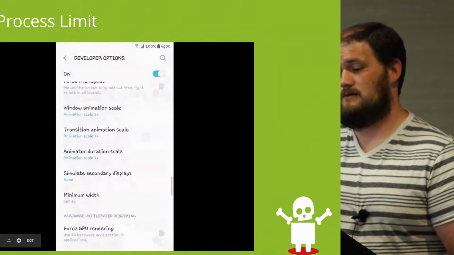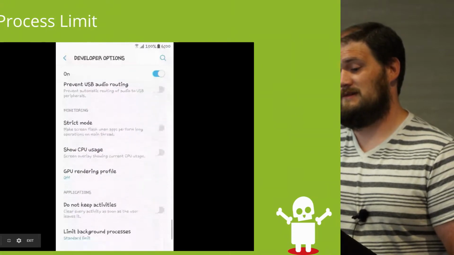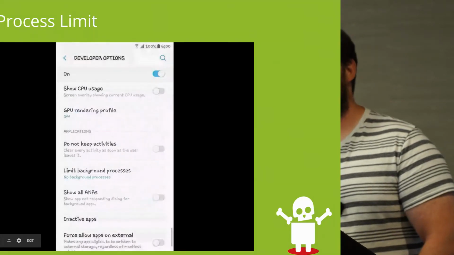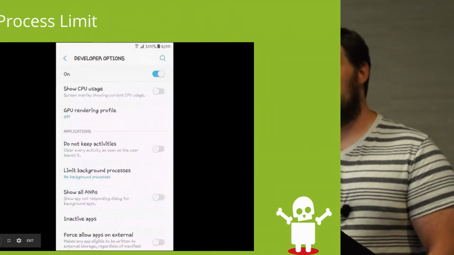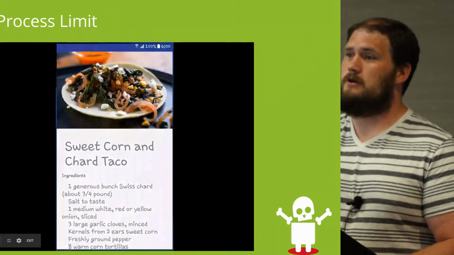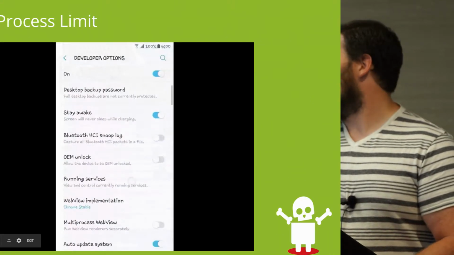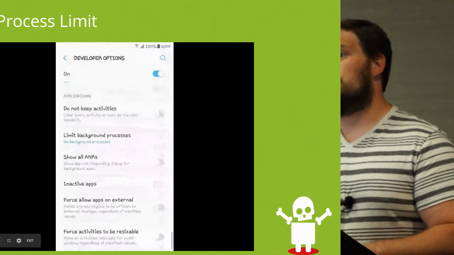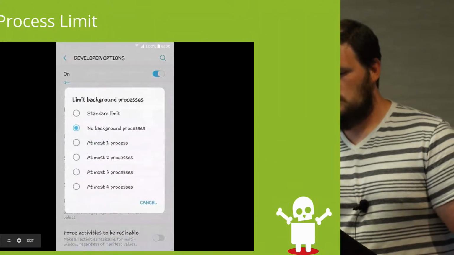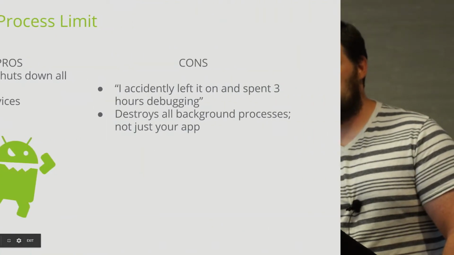Still scrolling. Still scrolling. All right, there we go. Limit background processes. So if we turn that to no background processes, then we can leave, and our application was in the background, so the process was terminated. And when we come back to our app, it's in the foreground again. Now, I added to the video and scrolled down again because you always want to make sure you turn this off. And so you want to put it back to the standard limit. Now, we'll talk about that in a moment.